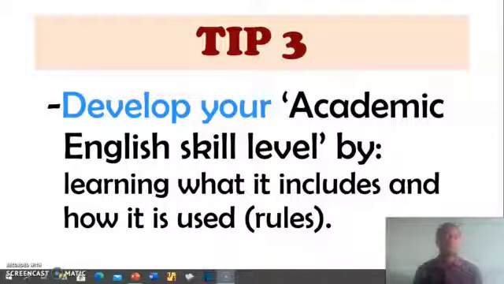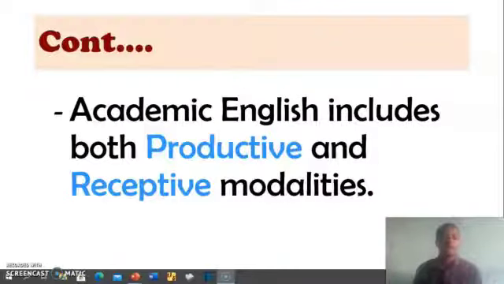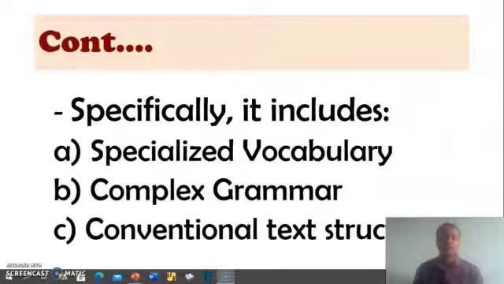First, what you need to do is learn what it includes and the rules even, how it can be used. It's important. Just let me say something for you about what academic English includes. Firstly, it includes both productive and receptive skills. That means productive skills are, as you know, writing and speaking, and receptive skills are listening and reading. They are active skills that you need to acquire.